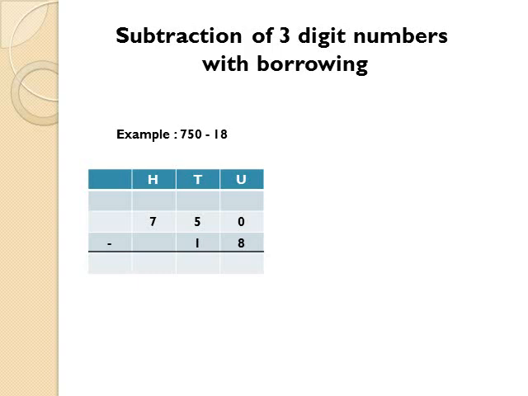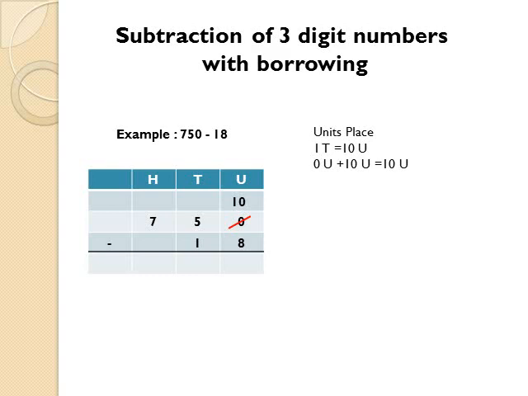When we are borrowing from tens place, 1 ten is equal to 10 units. So units place has borrowed 1 ten from tens place. So it becomes 0 units plus borrowed 10 units is equal to 10 units. So strike out 0 and write 10 above 0 in units place.